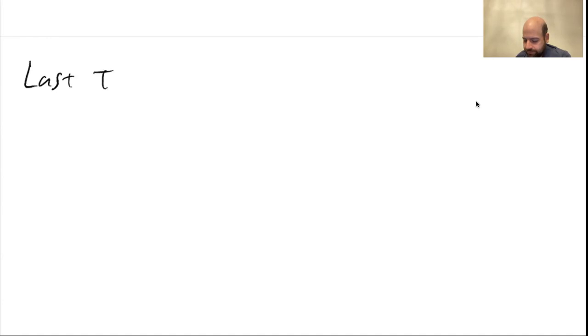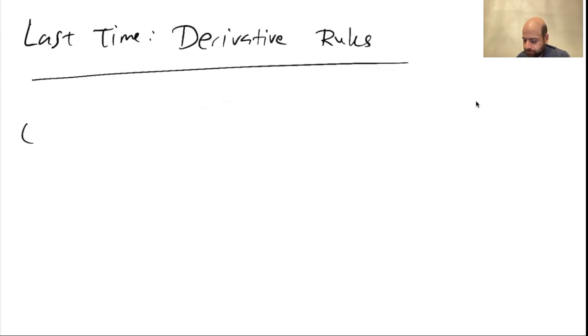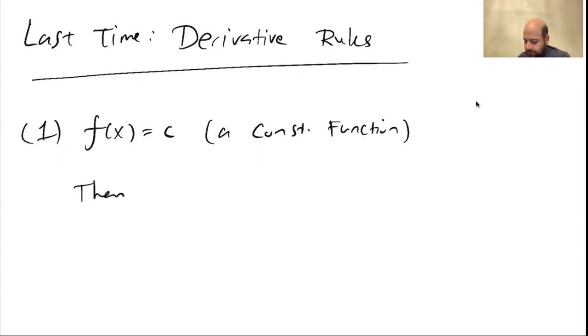So last time, derivative rules. The very first rule that we covered was that if you have a constant function, then f prime of x is equal to 0. So the derivative of a constant function is 0. This is also consistent with the concept of the slope of a tangent line. If you have a constant function, you have a horizontal line, and the slope of the tangent line will be 0 because the slope of a horizontal line is 0.